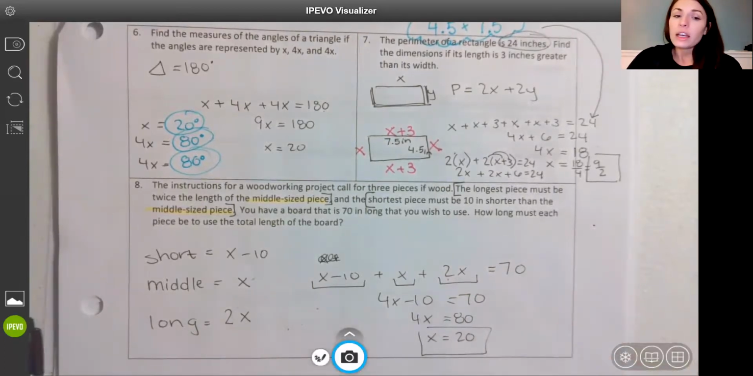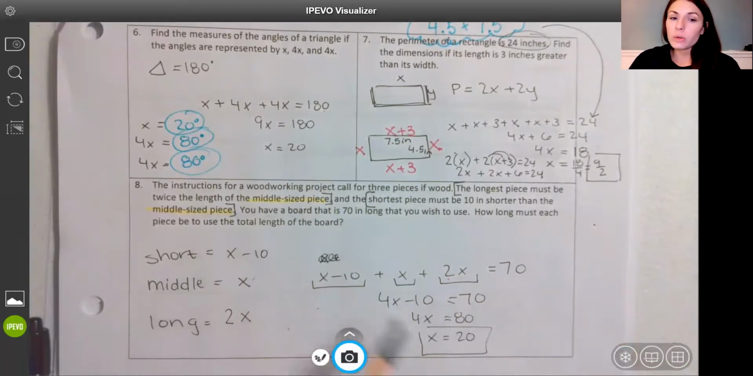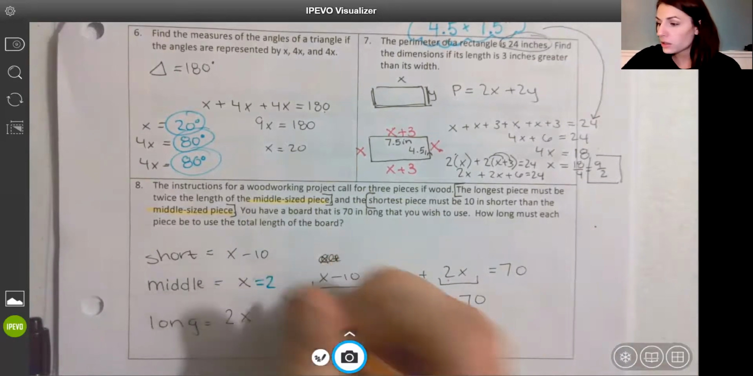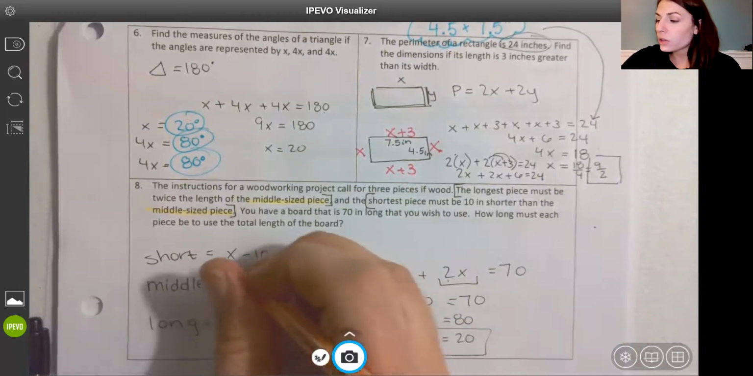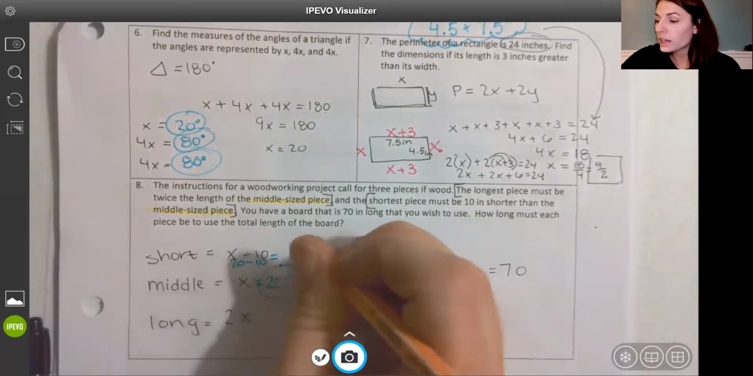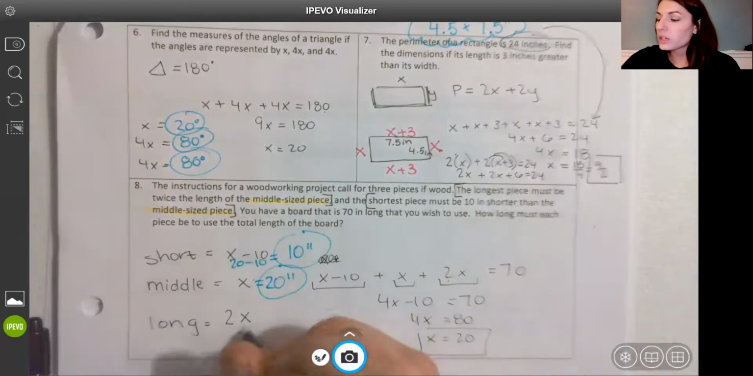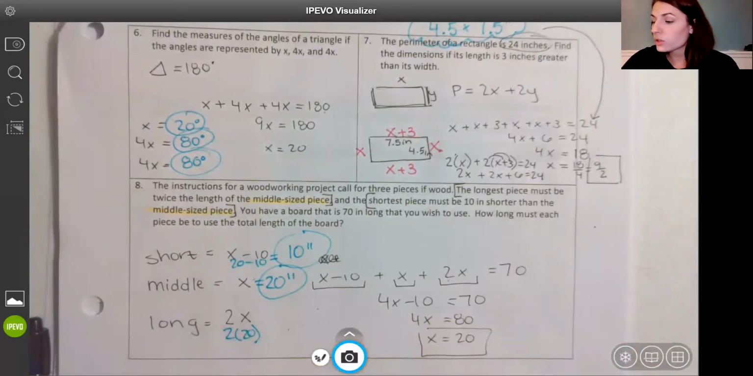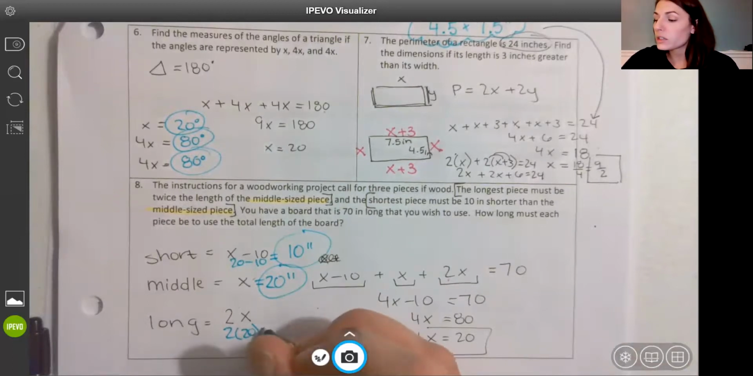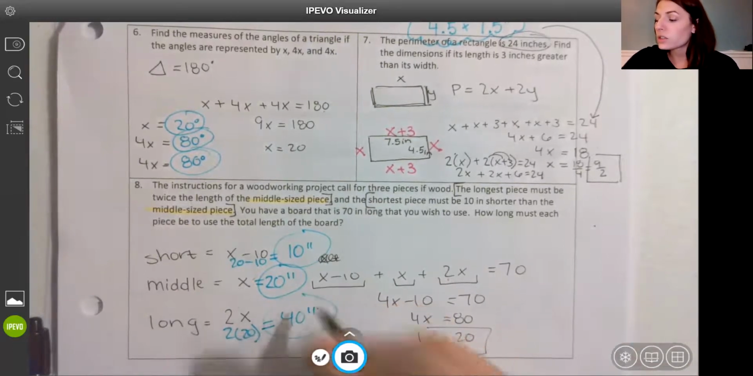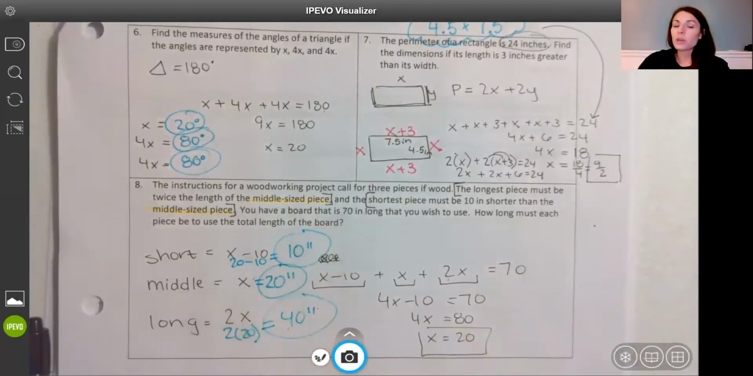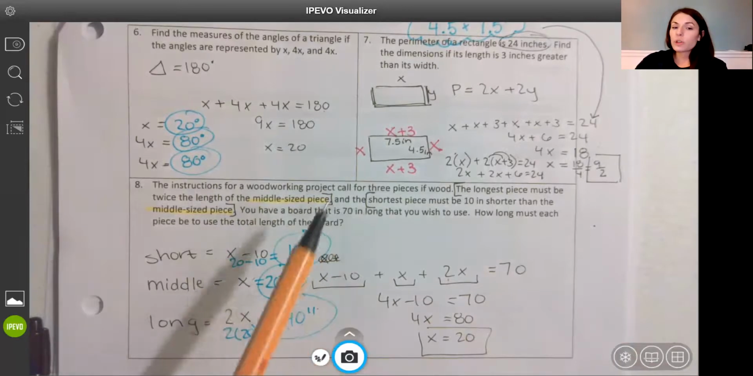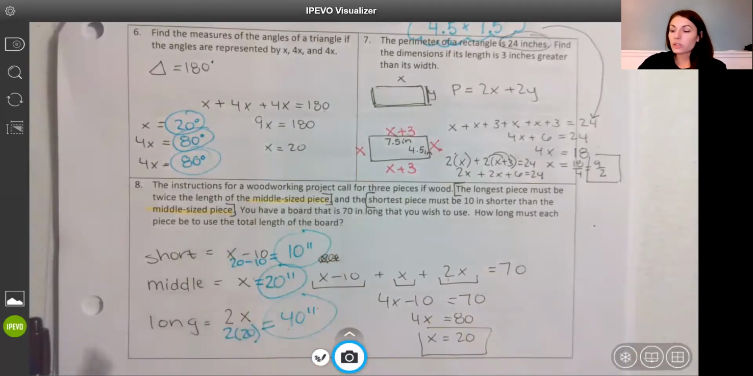We have to go back and solve for our problem. So what is the length of each board? The middle piece is just going to be 20 inches. The short piece is 10 inches less than that, or 20 minus 10, so the short piece is 10 inches. And the long piece is 2 times the length of the middle piece, which gives me 40 inches. And 40 plus 20 is 60, plus 10 more is the 70 inches that we had to cut. Okay, so remember to go back and answer the actual question when you're done with your word problem.